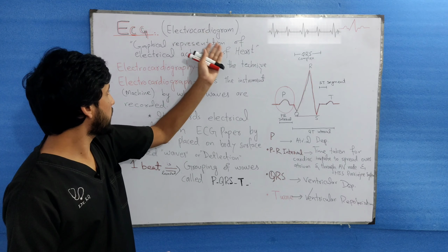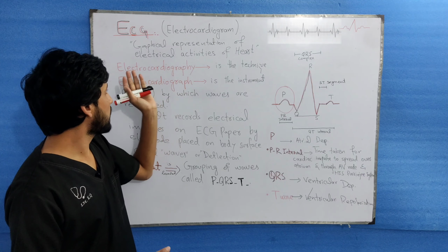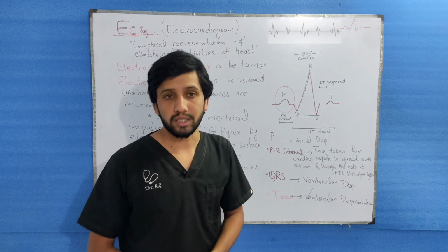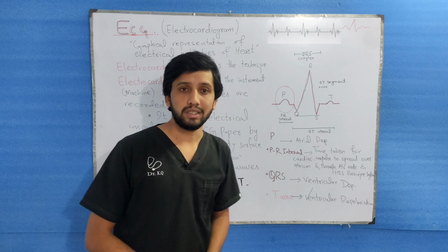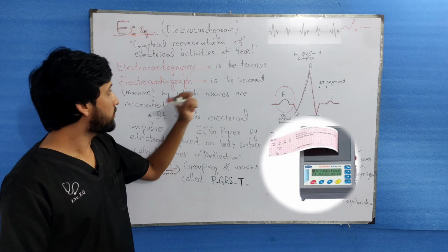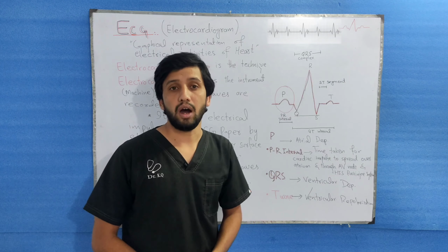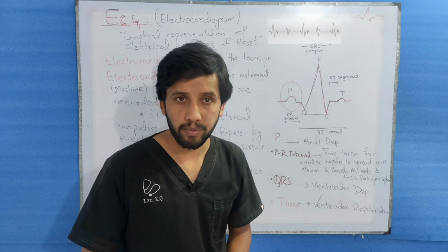That is electrocardiogram, I've already told you. The second one is electrocardiography, which is the technique used for this process. The last one is the electrocardiograph, which is the instrument or machine by which these waves or deflections are recorded on an ECG paper.